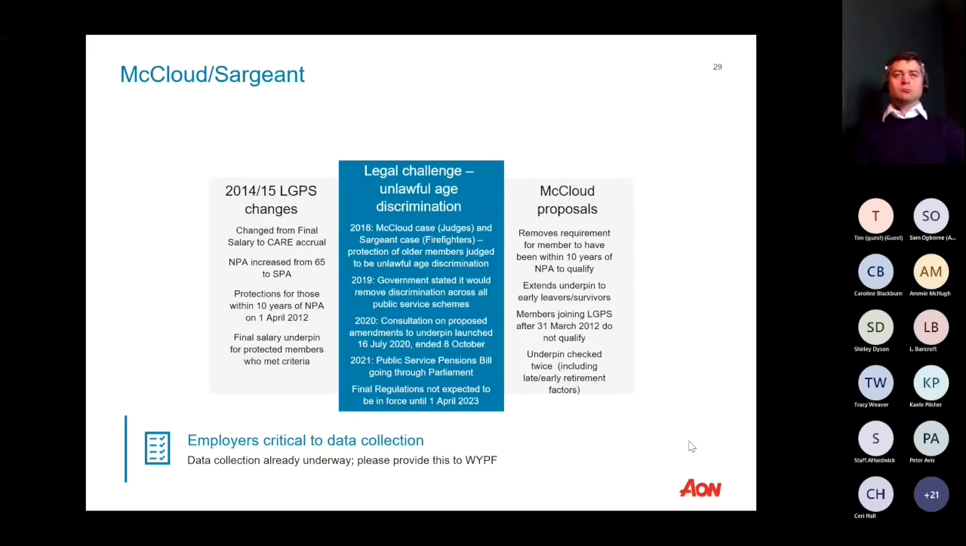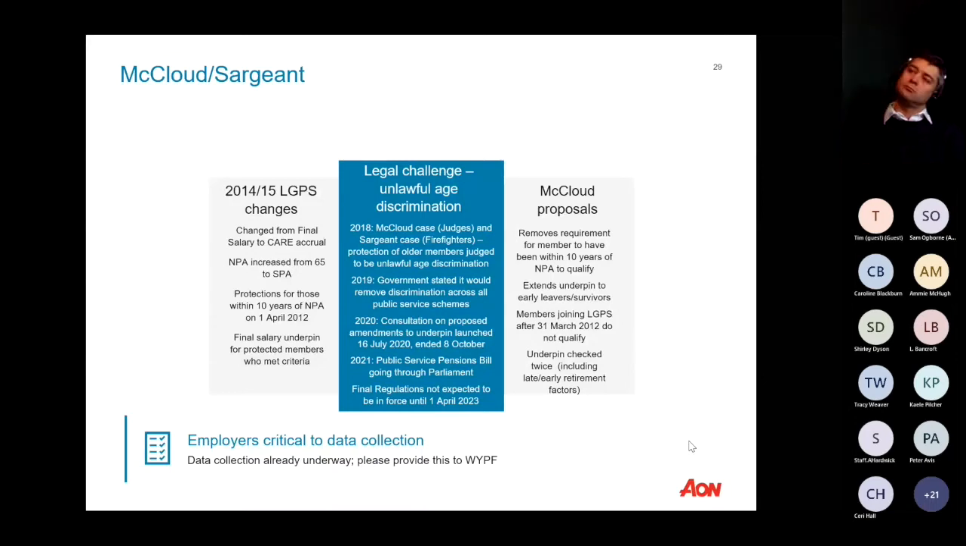That then was challenged. There were two cases: the McCloud case, which was related to the judges' pension scheme, and the Sargent case related to the firefighters' pension scheme. It was challenged on the basis that it constituted unlawful age discrimination. The government lost the case and decided, I think rightly, that it would treat the judgment as affecting all of the public service pension schemes, including the LGPS. And as a result, we have changes expected.